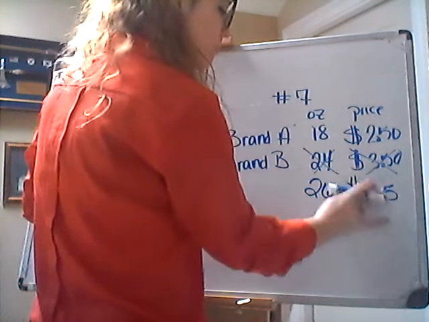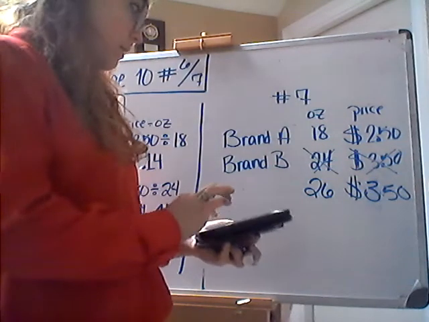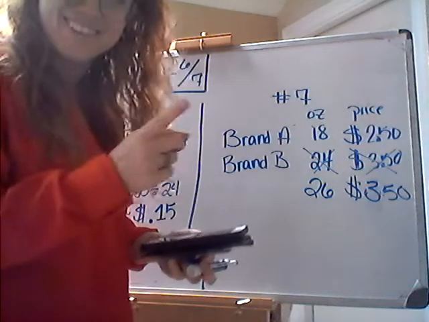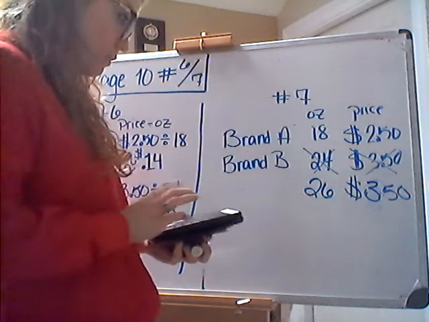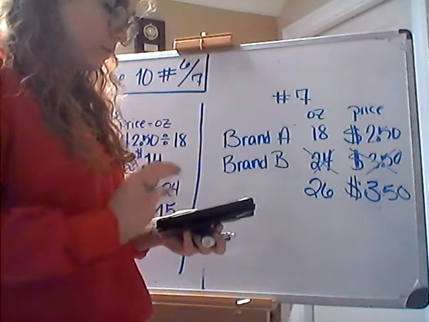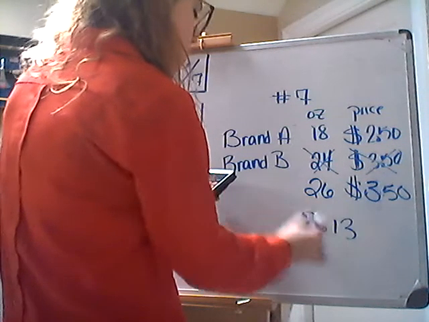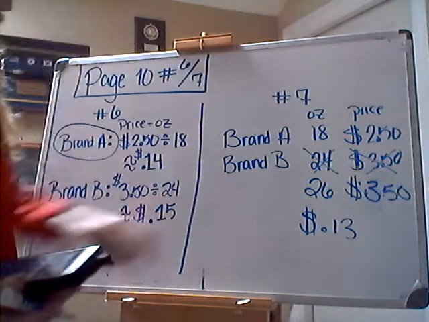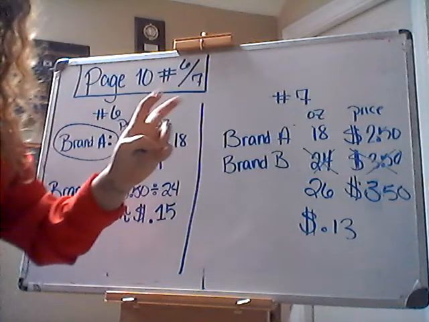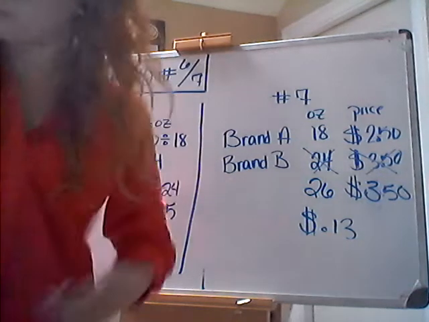If I do that math, 26 divided by 350. Oops. I did that the wrong direction. I have to do the price divided by the number of ounces. So price, 350, divided by the number of ounces, which is 26. That would be 13 cents per ounce. See, now brand B is the cheaper one because we made a change. So that would change the answer to number 6. You can't use the same one that I used. Make up your own.